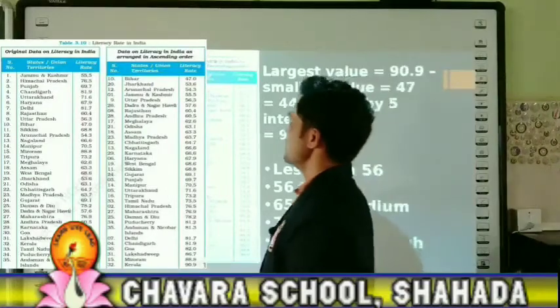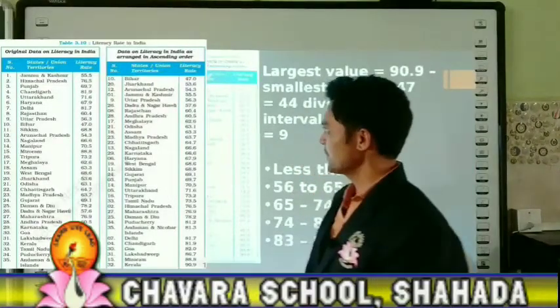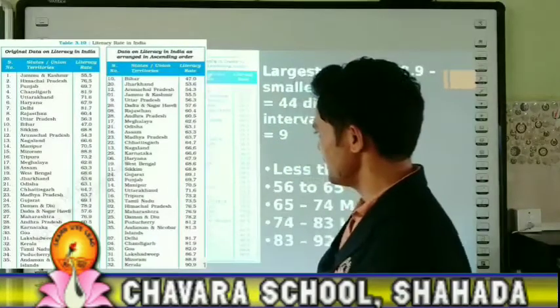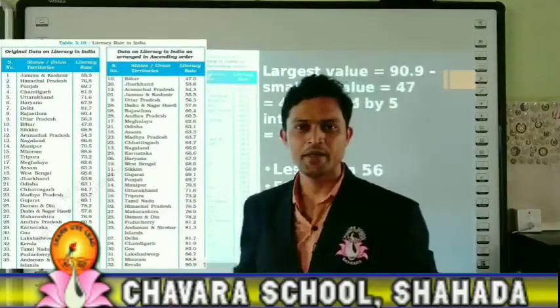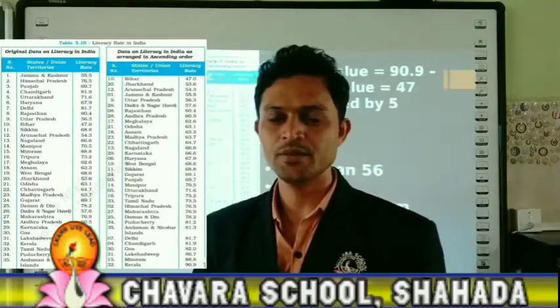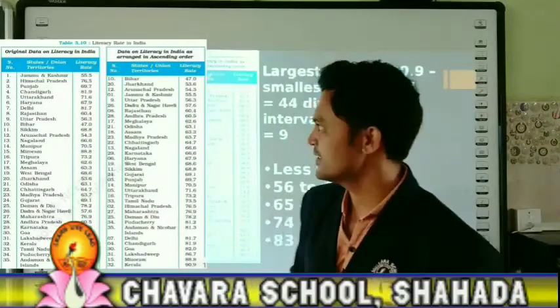So you can see the table of literacy rate in India. This table is showing the literacy rate of all the states of India. This table may not be clear on your screen, but I have shared the same table in the Zoom meeting also. So you can follow the details from there.